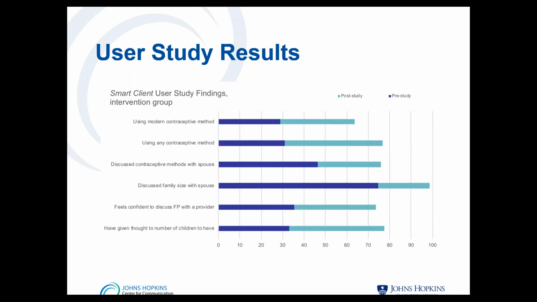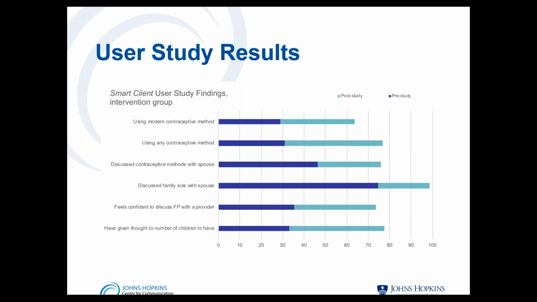Next slide. I realize that the numbers and the text are a bit small on this slide, but the full reports of both user studies are available online, so you can dig into that data if you want to. As is somewhat visible here, in the Smart Client user study, all 7 of the ideational and behavioral indicators assessed increased significantly in the intervention group, while they declined or remained unchanged in the control group.